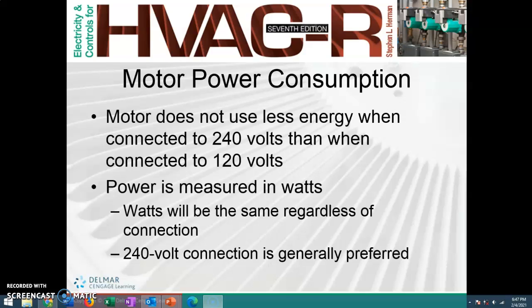Just remember at 240, the amps is going to be half of what it is at 120, and vice versa. So either way, volts times amps, you still end up with the same number of watts. It doesn't matter if it's 240 volts drawing 2 amps or 120 volts drawing 4, you still end up with 480 watts of energy being used.